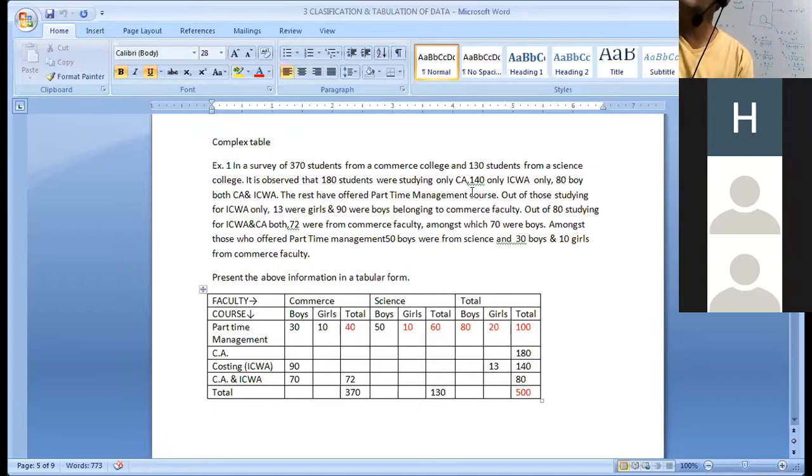Out of those studying for ICWA only, how many? 140 are there, only ICWA. 13 were girls. So where will this 13 come? Girls total; here this 13 will come. And 90 were boys belonging to commerce faculty. So we have to see commerce, then boys and ICWA. Here this figure 90 will come.